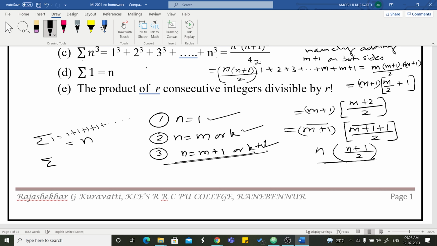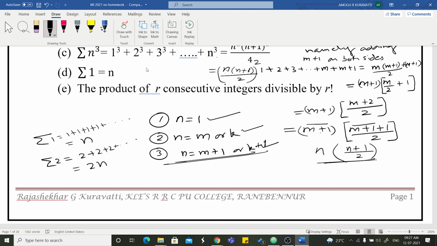What about sigma 2? ಹಾಗೆ sigma 2 ಏನಾಗುತ್ತೆ? 2 plus 2 plus 2 and so on. That is how many times? N times. That is 2 times n. If you take sigma 3, 3n, sigma 4, 4n, and so on. Okay. Sigma n is n into n plus 1 by 2.